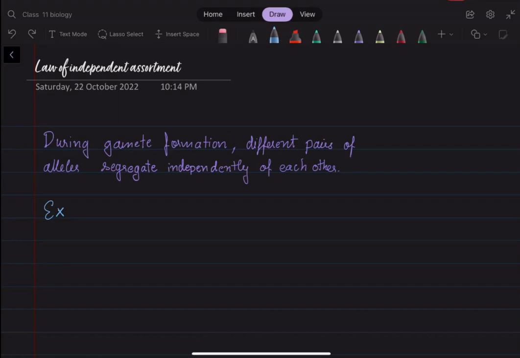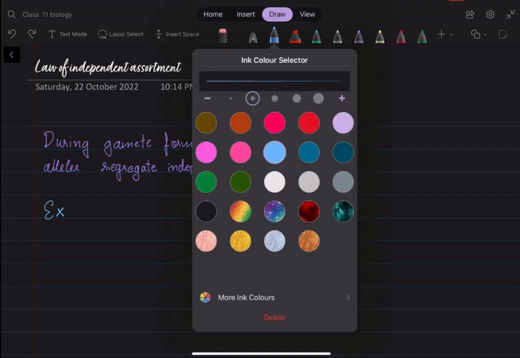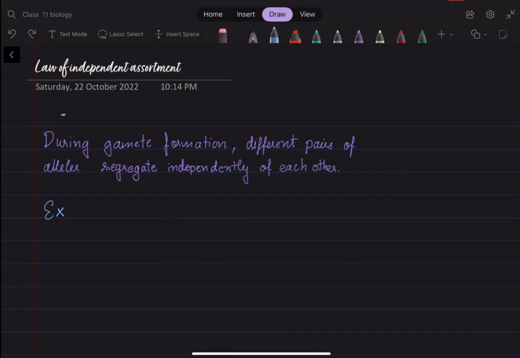In the last video we did inheritance of two genes, that is a dihybrid cross, and in this video we'll be doing the law of independent assortment. The law of independent assortment is the third law, and it was actually derived from the observations of a dihybrid cross, whereas the first two were derived from the observations of a monohybrid cross. Now, what does this law state?